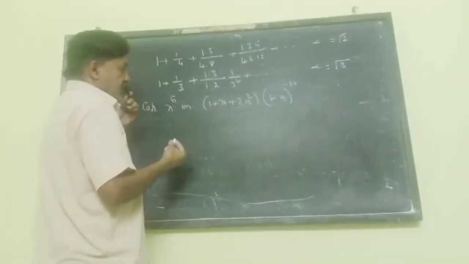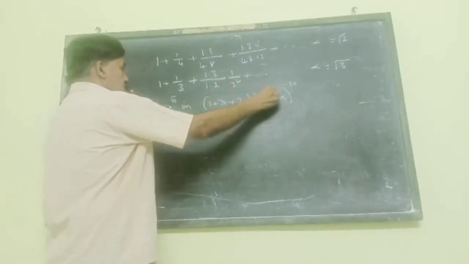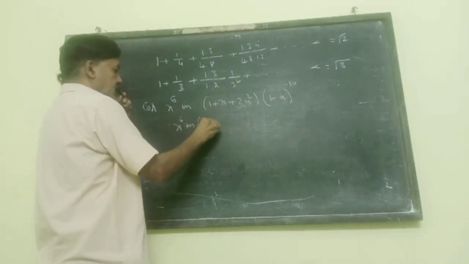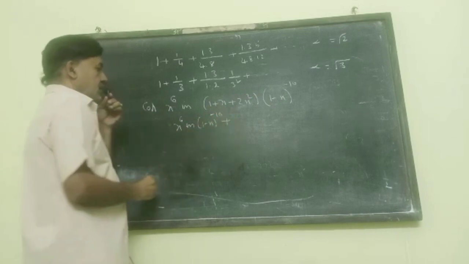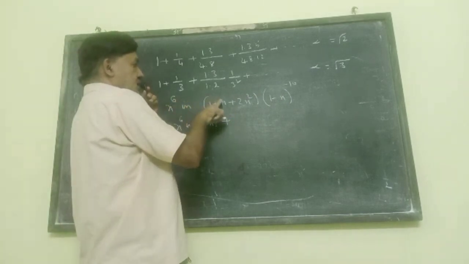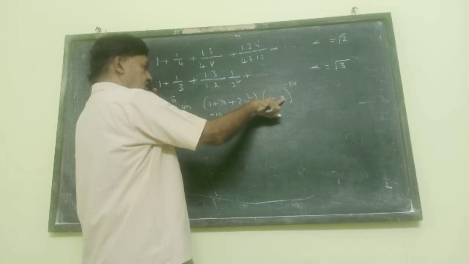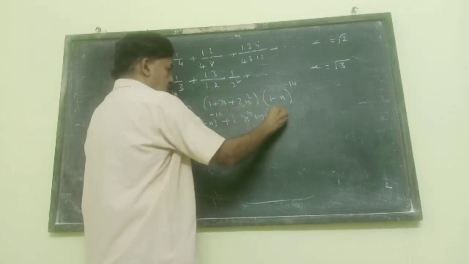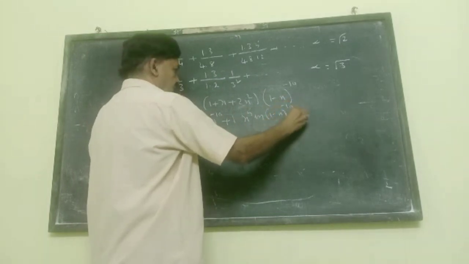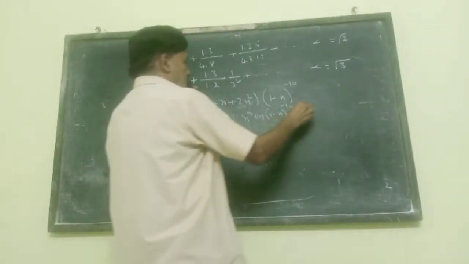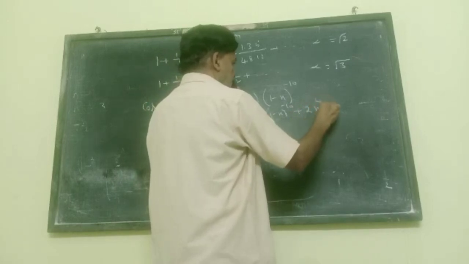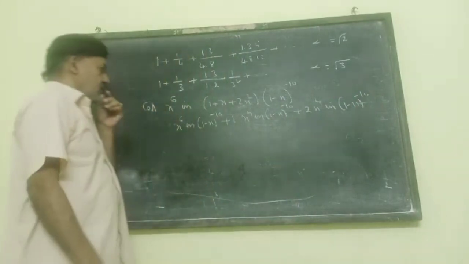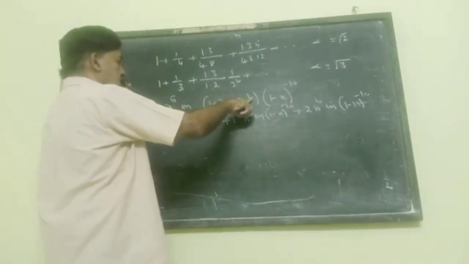So you have to think like this. 1 into coefficient of x power 6 in (1 minus x) whole power minus 10. Plus, see, x is already there, so I have to find out x power 5 coefficient. So 1 into x power 5 in (1 minus x) whole power minus 10. Plus 2 into x power 4 in (1 minus x) whole power minus 10. 2 is already there, so x power 4.